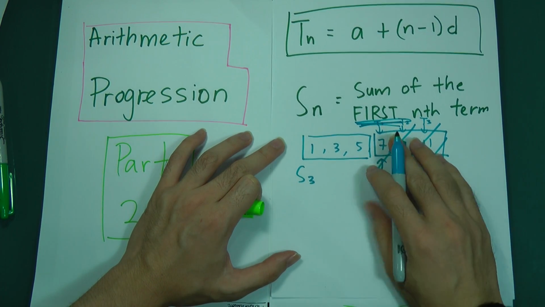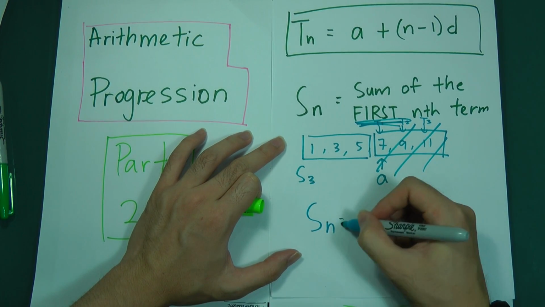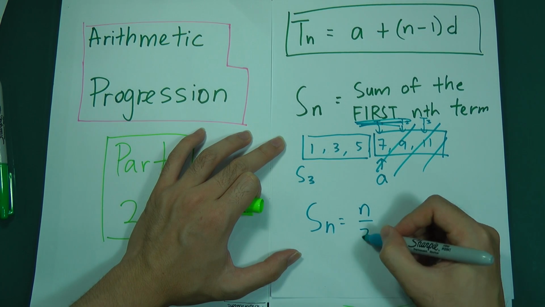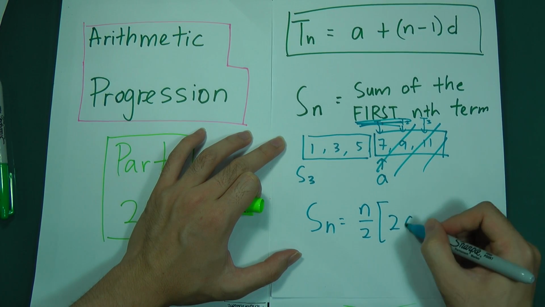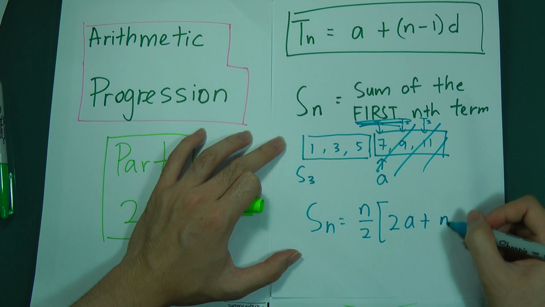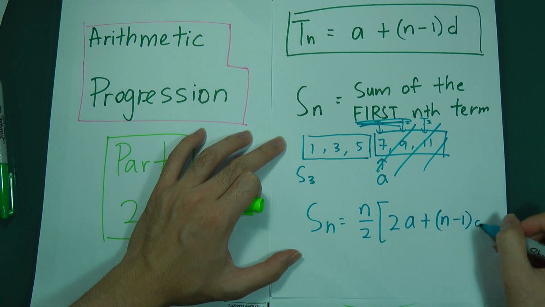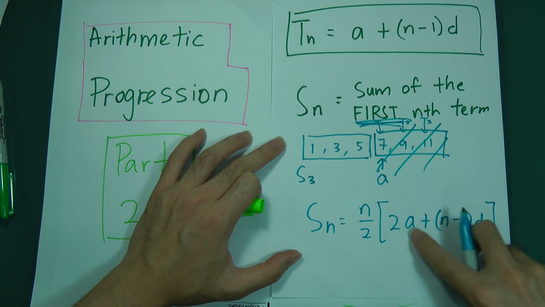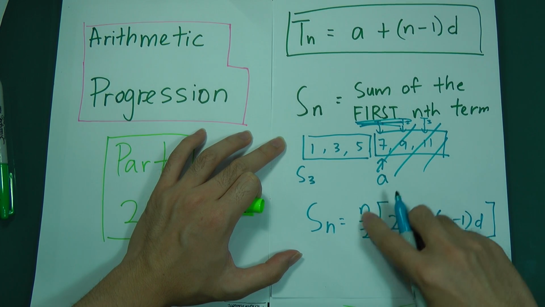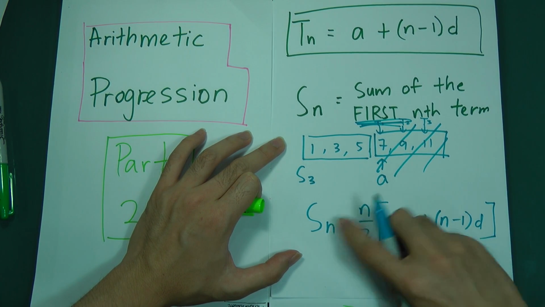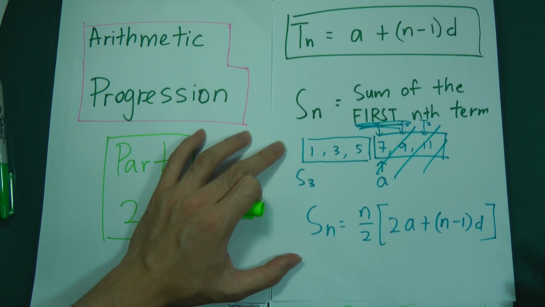So the formula for Sn is what? Sn is equal to n over 2 times the bracket (2a plus (n minus 1) multiplied by d). Here a is the first term and n is the number of terms, depending on what n is.